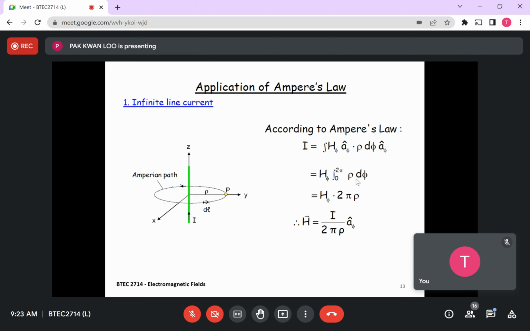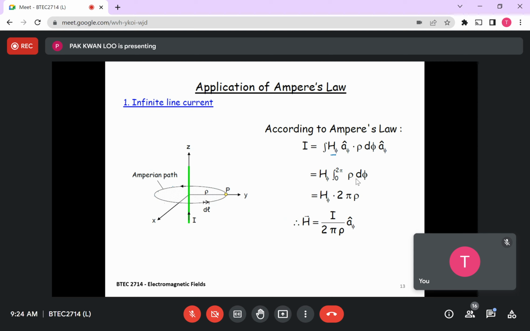From the point of observation on this Amperean path, it is everywhere the same, by looking towards the current. So it means that the magnetic field is also along this path. So the direction of the magnetic field is also along this path, in the sense that the dot product vanishes. That means the direction of the magnetic field is in the phi direction, encircling the current.